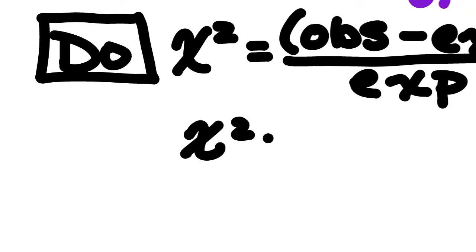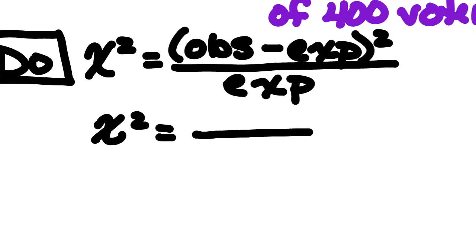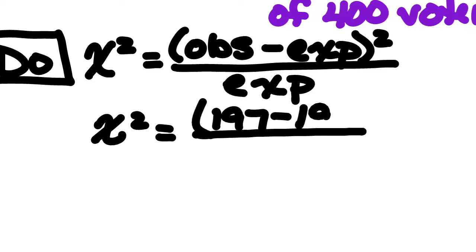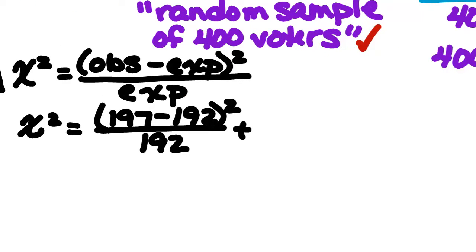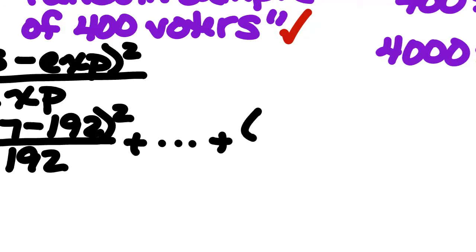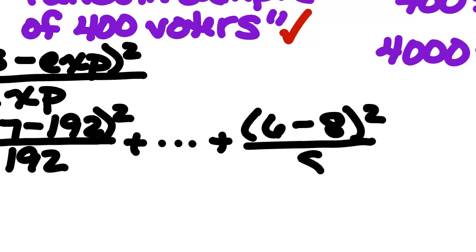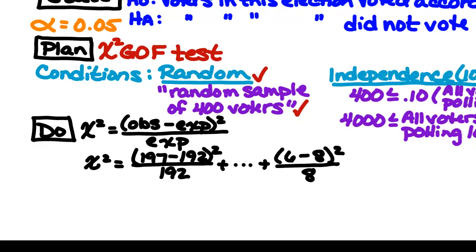All right, so chi-square. Observed number of Republicans was 197. Expected number of Republicans was 192. So 197 minus 192 squared over 192 plus, and then we go dot, dot, dot. And then I'm going to do my last one, which is the other party. We observed 6 and expected 8, so 6 minus 8 squared over 8. You do need to record all of the components that you have here so that if you have to do the follow-up analysis, you know which one is the largest component.